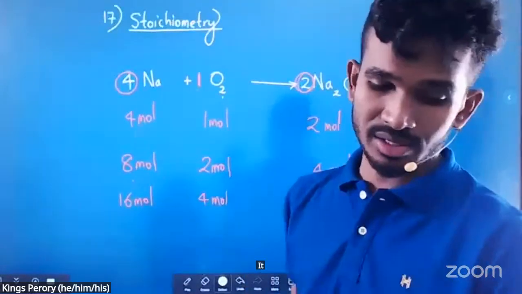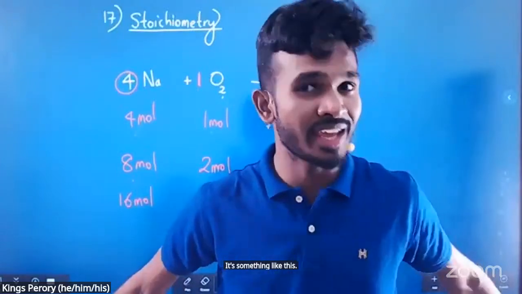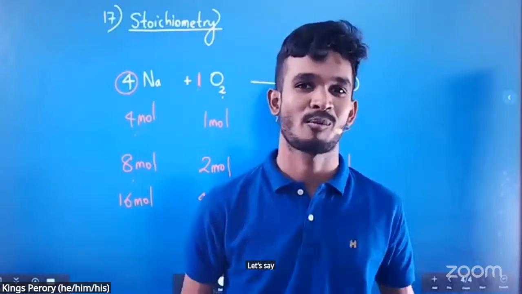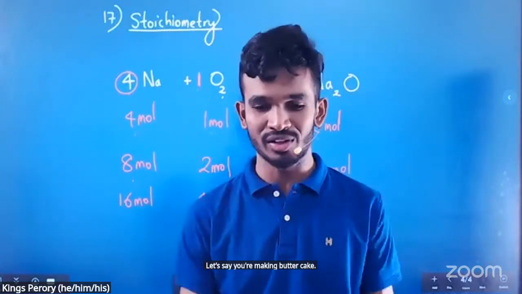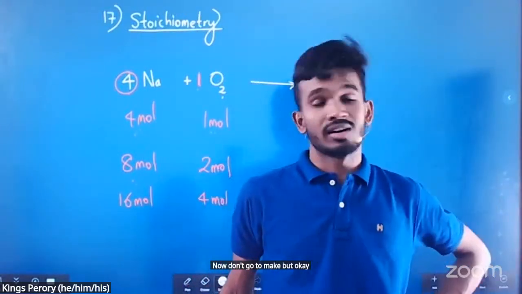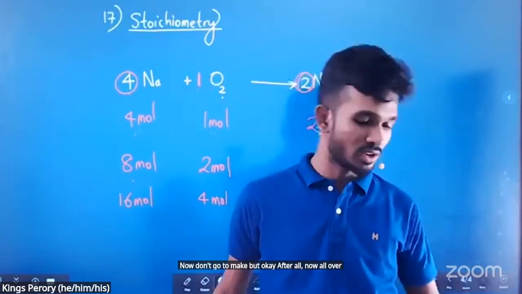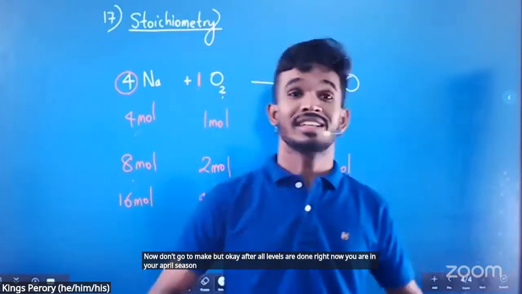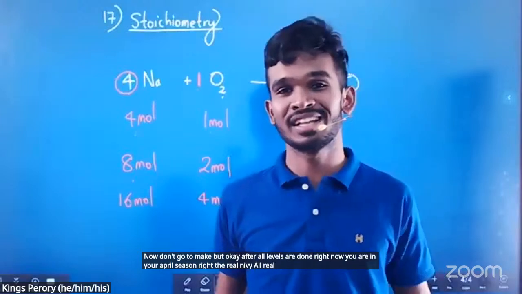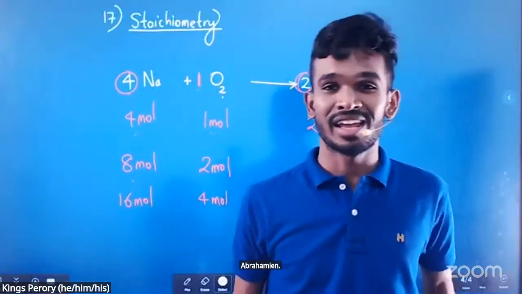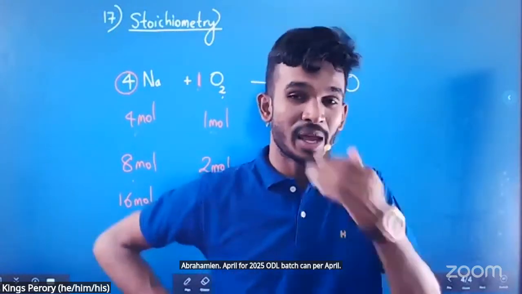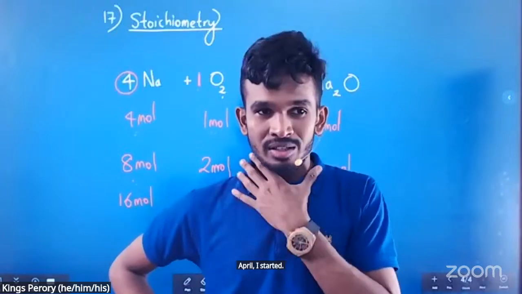It's something like this. When you are making cake, let's say you are making butter cake, after your O levels. Now O levels are done, you are in your April season, the real New Year, all the real celebrations are there. April for the 2025 O level batch is a superb April. So April has started.